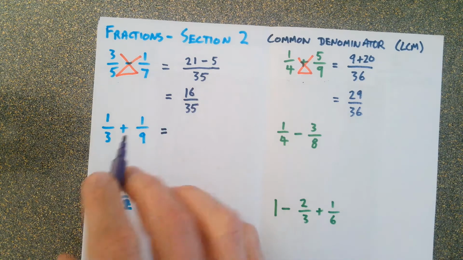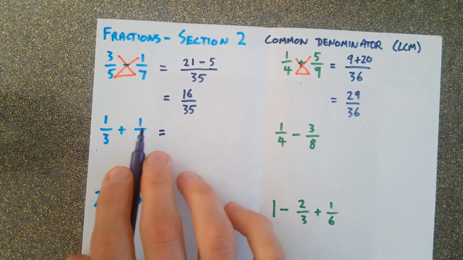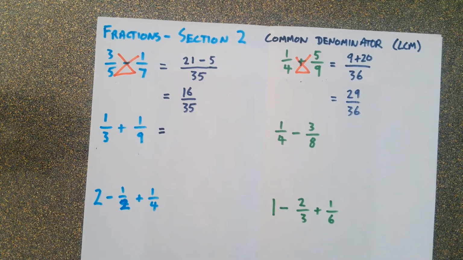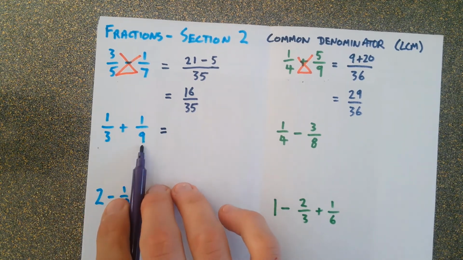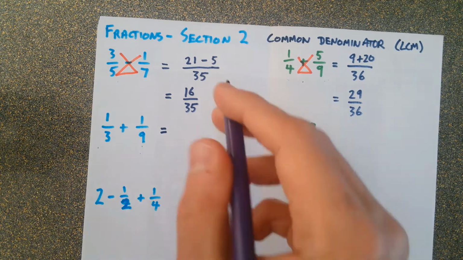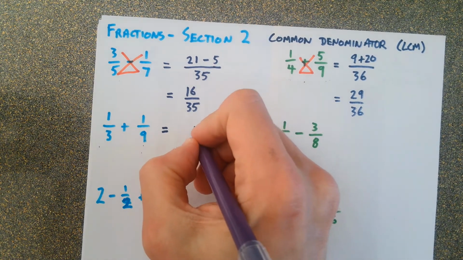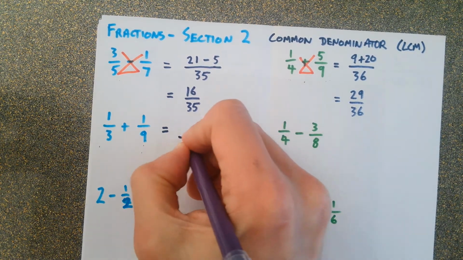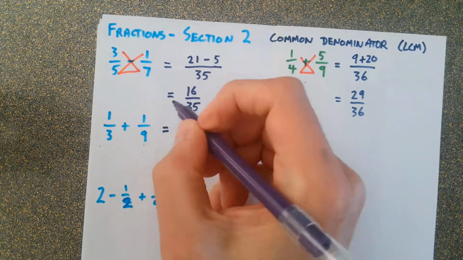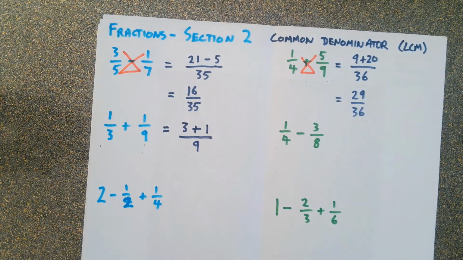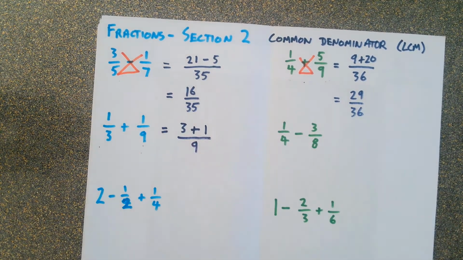So think about the common denominator here. We've got a third and we've got a ninth. What number will both of these go into? Well, the answer is 9. Okay, so we can leave this second fraction exactly as it is, times top and bottom of this one by 3, and it gives us 3 plus 1 over 9. So that one is 3/9, that one is 1/9.